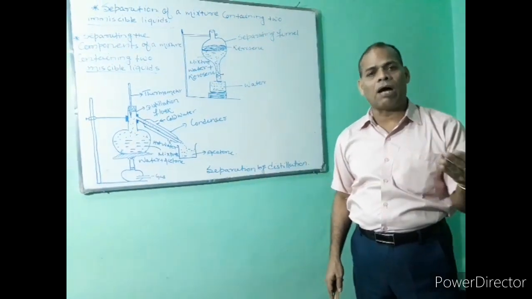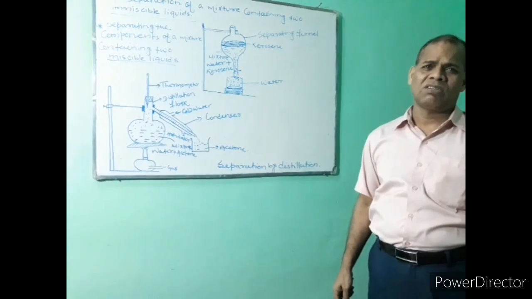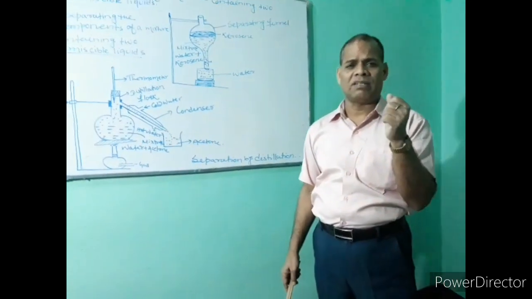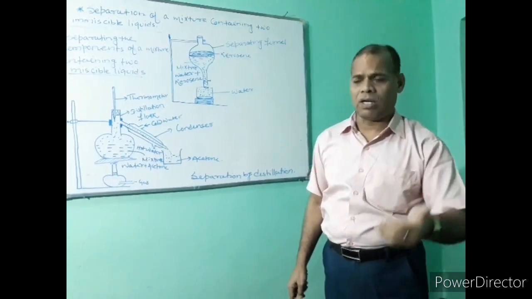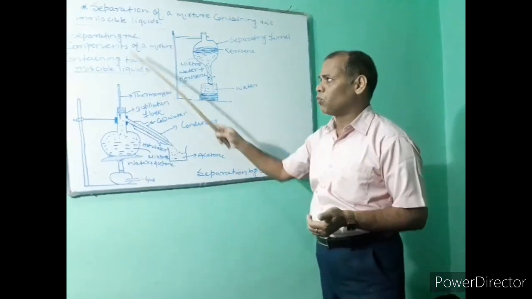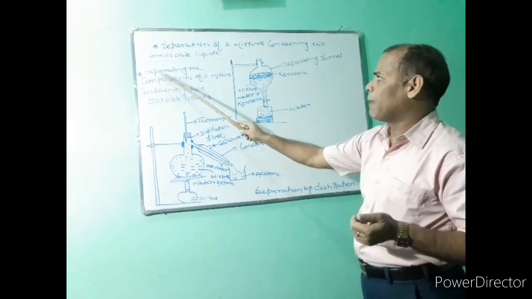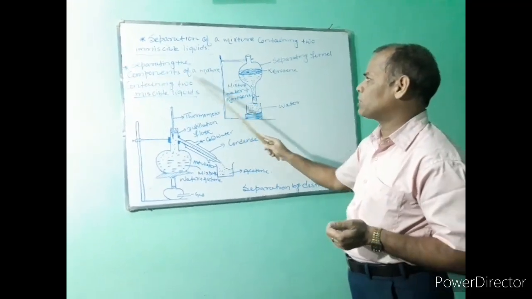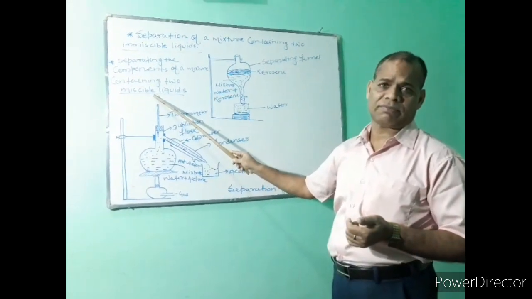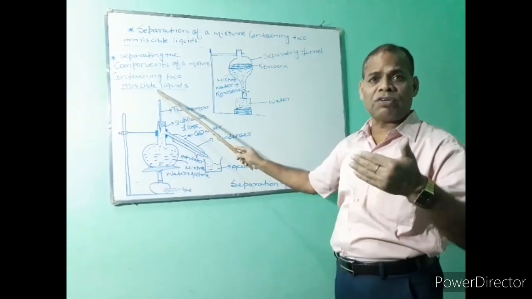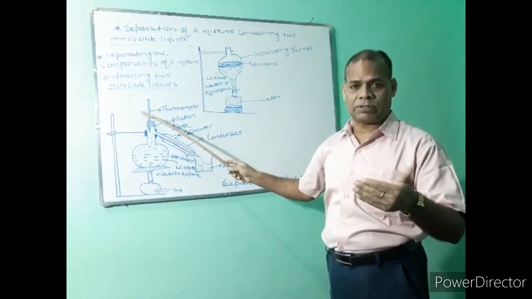Now if we have two miscible liquids which mix with each other, then how do we separate them? Like water and alcohol, water and acetone. So separating the components of a mixture containing two miscible liquids, how do we do that?